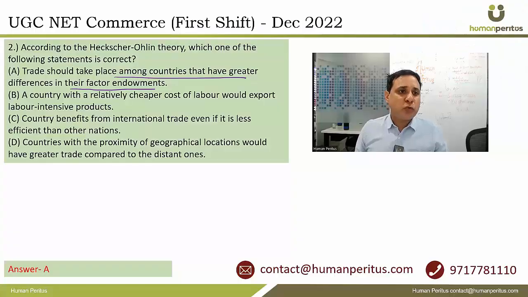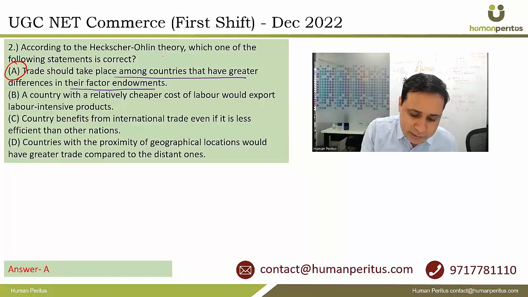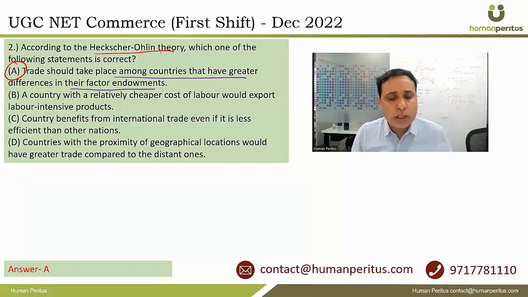Now let's start with the questions one by one. Okay, first one. According to Heckscher-Ohlin theory, which one of the following is the correct statement? The correct statement is option A. So what is this theory? This theory is also known as factors proportions theory.